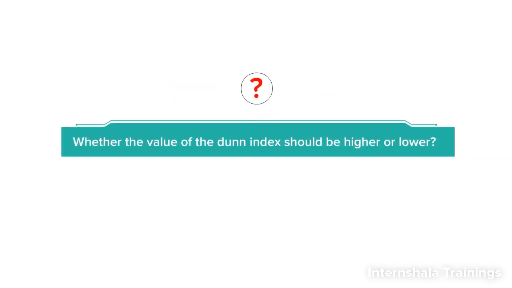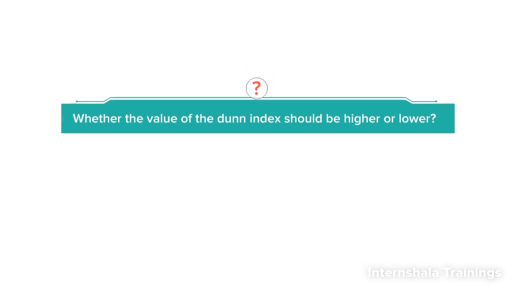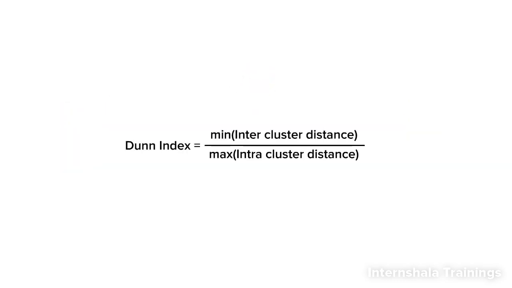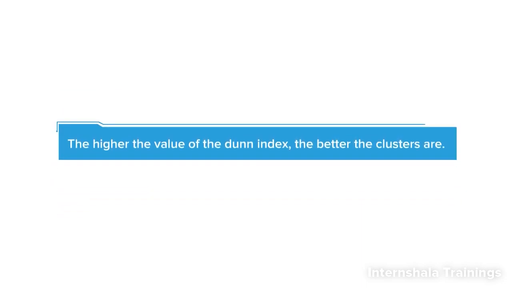Now let me ask you, do we want the value of the Dunn index to be higher or lower? We want the worst case of inter-cluster distance to be as high as possible, so the numerator should be as high as possible. On the other hand, we want the worst case scenario of the intra-cluster distance to be as less as possible, that is, the denominator should be as low as possible. Hence, the higher the value of Dunn index, the better the clusters are.